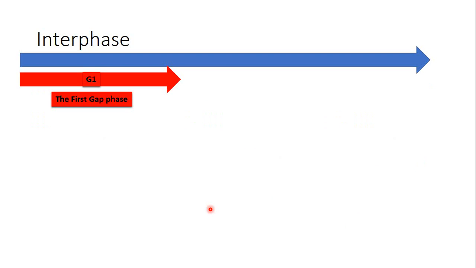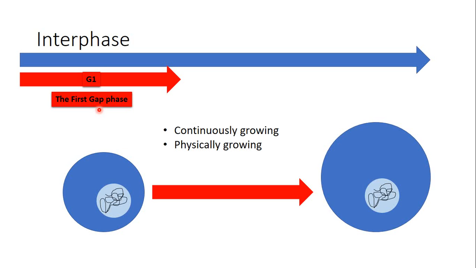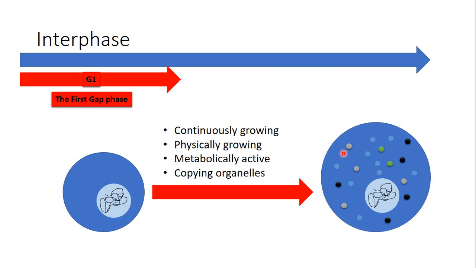In the G1 phase, which is the first gap phase, from its name it's a gap phase, so nothing very important is happening in this phase. The cell is just growing in volume, and the cell is metabolically active and it forms proteins and organelles. So as you see here, the cell is continuously growing, the volume of the cytoplasm is getting bigger, and then we have more proteins and organelles in the cytoplasm. This is basically what's happening in the first gap phase.